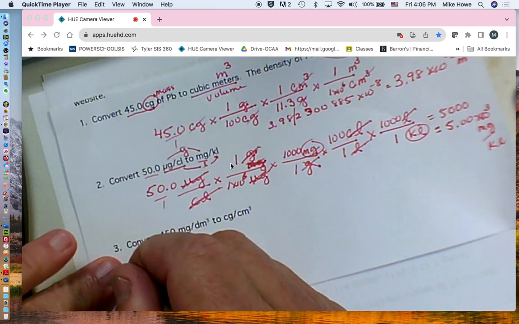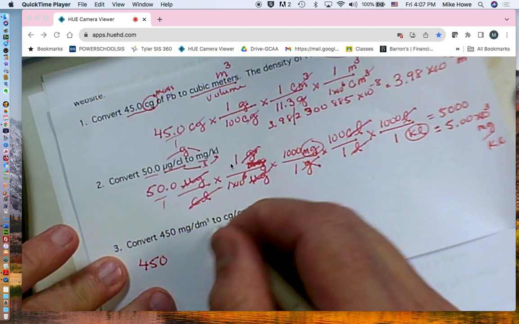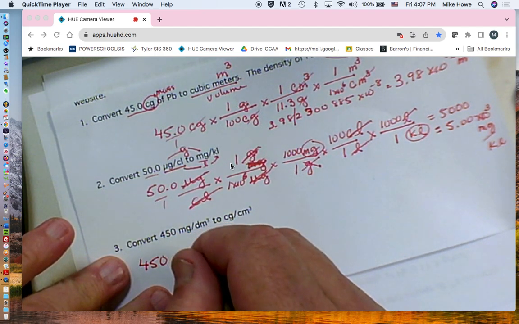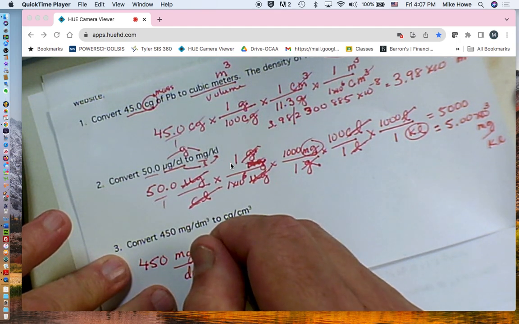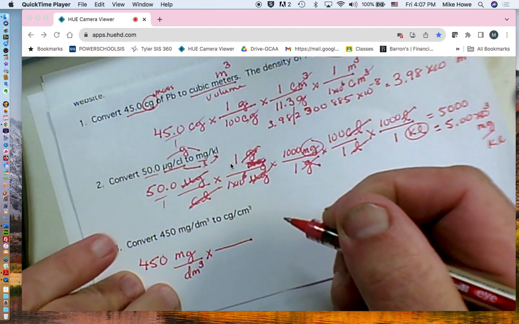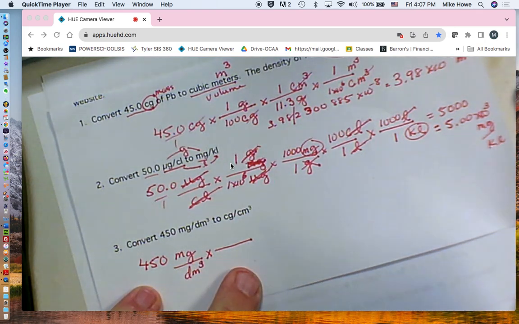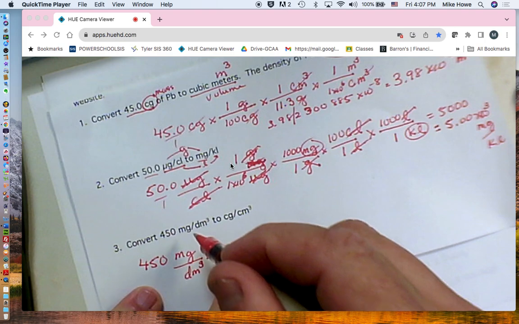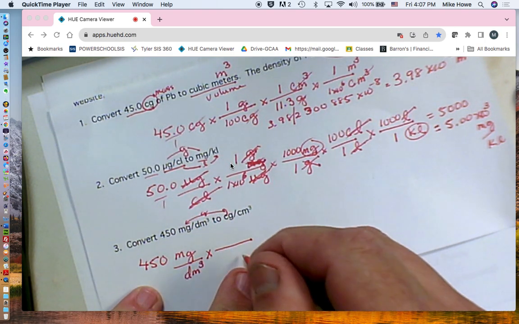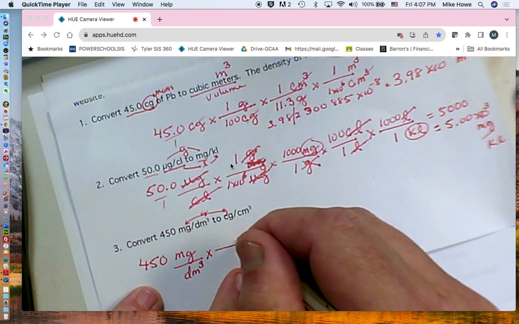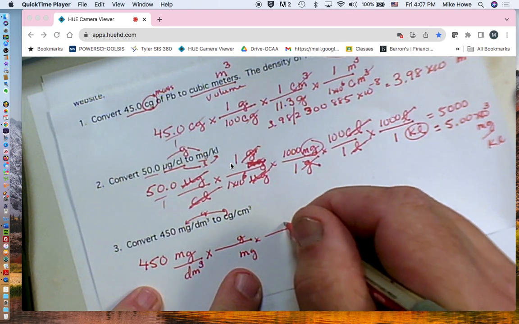So we have 450. Again, is there 1 part to this or 2 parts to the unit? 2 parts. So milligrams on top, cubic decimeters on the bottom. All right, this time I'm going to model solving the problem just by putting the units in before the numbers, then we'll come back and put the numbers in. I like dealing with the numerator first, so here we go. We're going to change milligrams to centigrams, which means we're going to need to go to grams on the way. So we'll put milligrams on the bottom, grams on top. Then grams are going to have to go on the bottom, and centigrams on top.